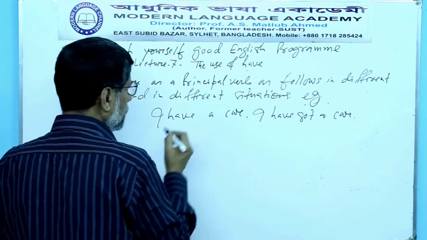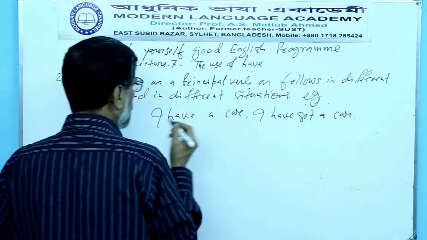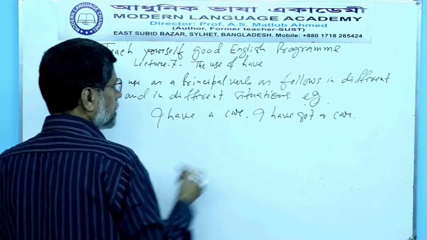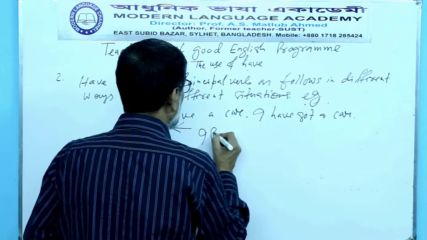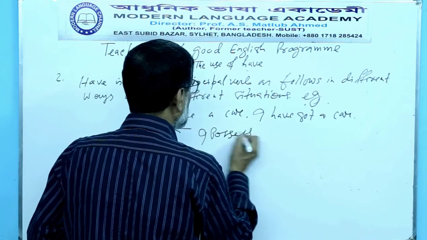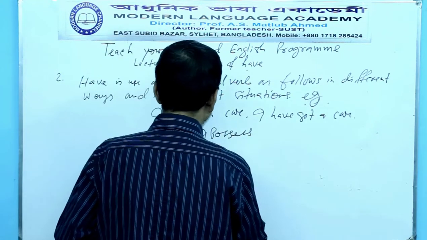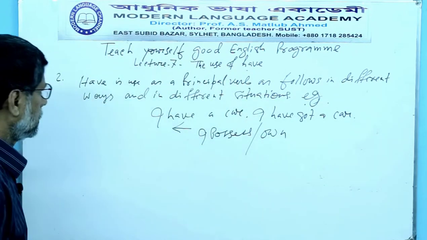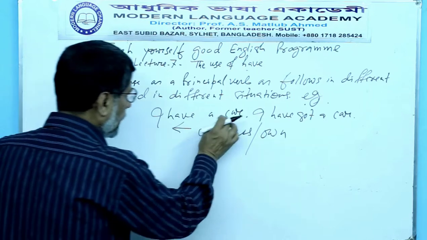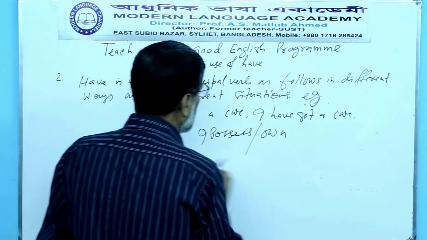I will show you the use of have got form and have form. Some people say this one is American English, this one is British English. So this have means, I have a car means, I possess, P-O-S-S-E-S-S. I possess a car. I possess or I own. I own a car. This one means malik hua, ba odhikari. Ami ekta karer malik, othoba ami ekta karer odhikari.